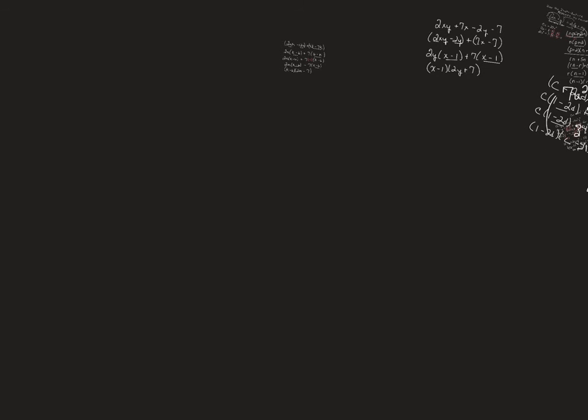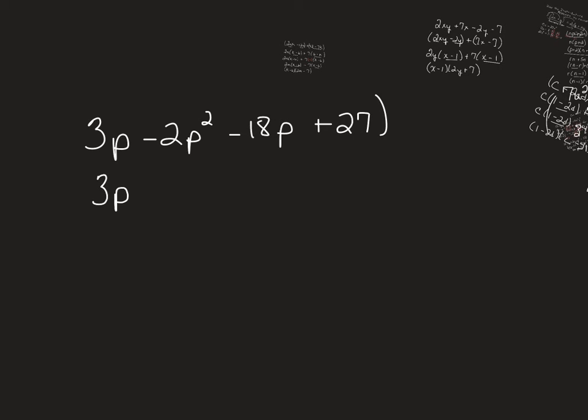Let's look at 3p minus 2p squared minus 18p plus 27. I think what I'll do to make this a little bit easier, I could rewrite this as 3p minus 2p squared plus 27 minus 18p, and that might avoid having to use the additive inverse.